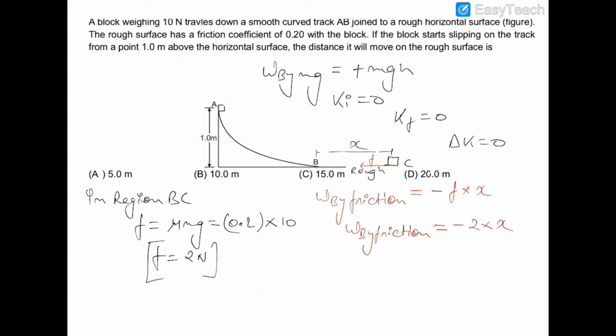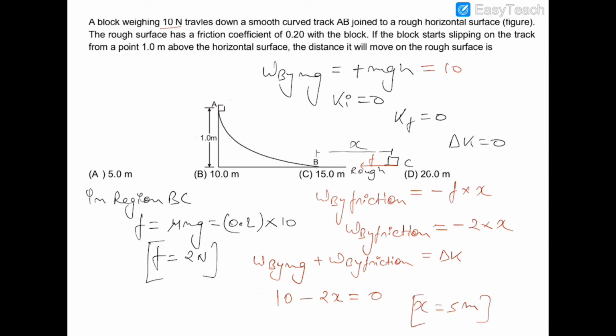Now we apply the work-energy theorem: work done by mg plus work done by friction is equal to the change in kinetic energy. The work done by mg is mgh, where mg is 10 and h is 1, so this is 10. The work done by friction will be minus 2x, and this is equal to 0. So 2x will be equal to 10 and x will be equal to 5. So the correct option will be option number A.